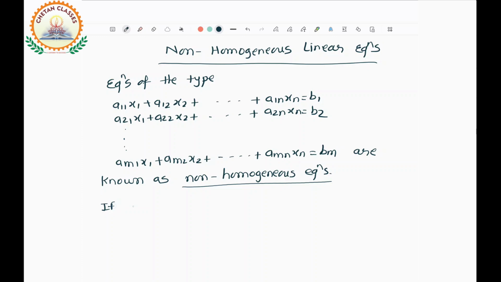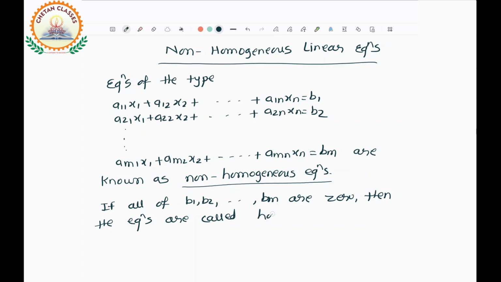If all of b1, b2 up to bm are 0, then the equations are called homogeneous equations.